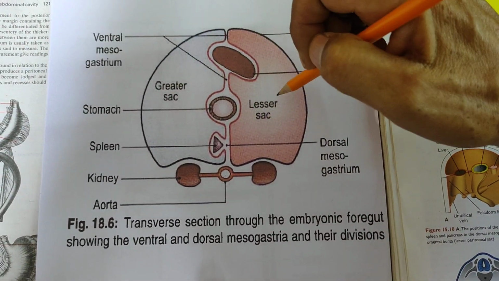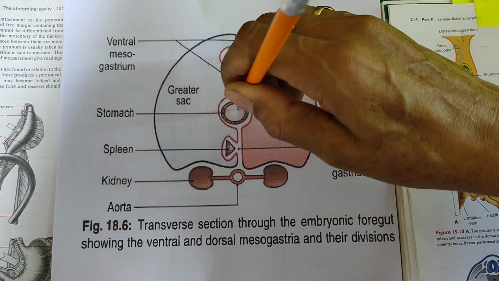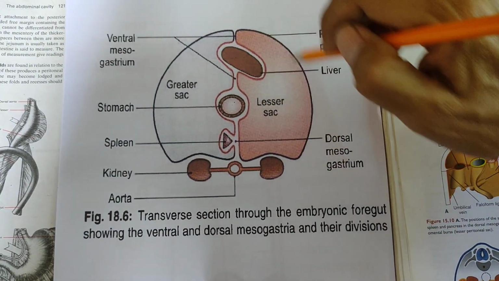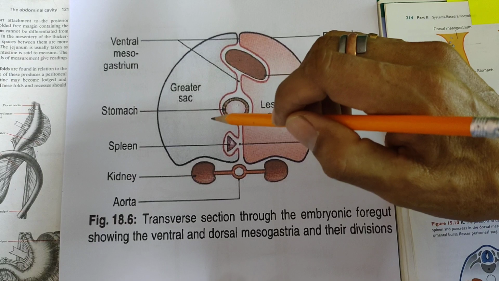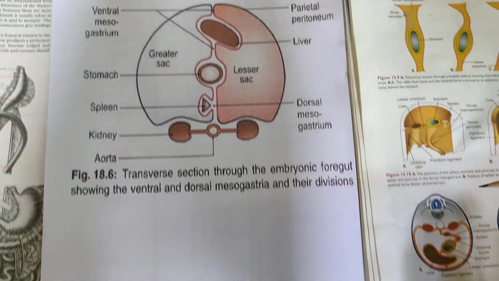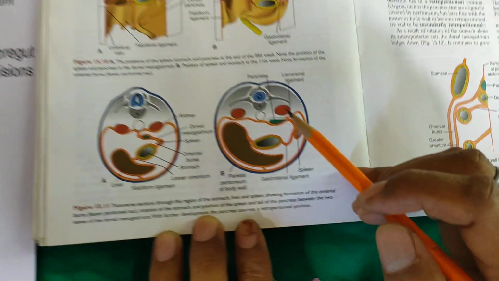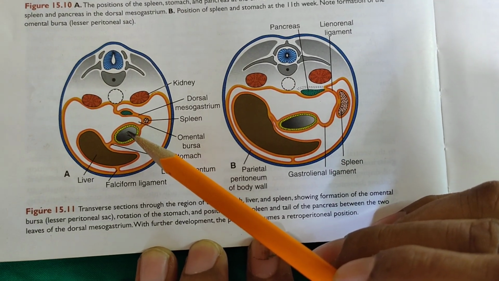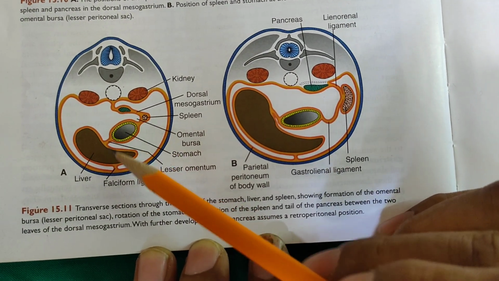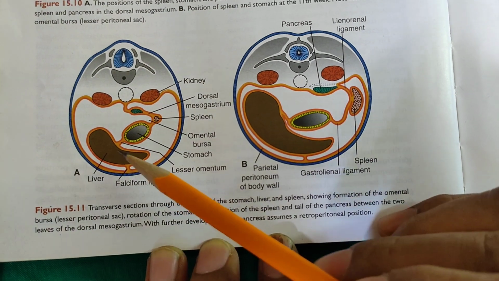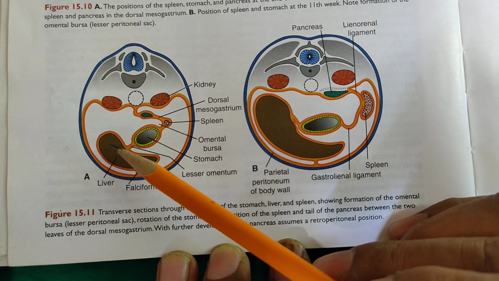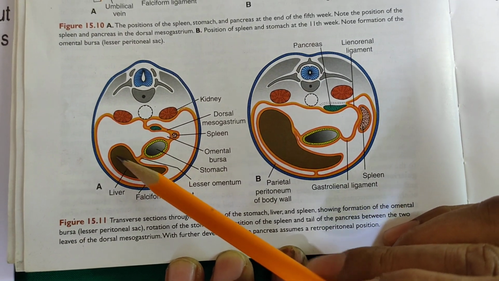So this is the reason why the stomach rotates. The stomach rotates 90 degrees in a vertical axis in a clockwise direction. As per Langman, please focus. This is the stomach. In front of the stomach, this is the ventral mesogastrium. This is the liver. The right lobe of the liver is growing towards the right side.